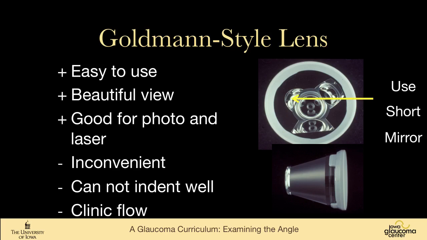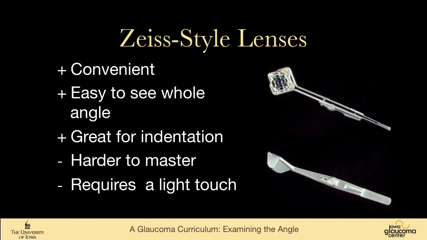Of the 3 mirrors in the prototypical Goldmann lens, it's the shortest mirror that points towards the angle. The Zeiss style lenses, unfortunately, the Zeiss lens itself is no longer manufactured, but there are lenses that we'll talk about that are the same idea, are very convenient. It's very fast and easy to look at the whole angle. They are great for indentation gonioscopy. I think they're a little bit harder to master because they require a very light touch.